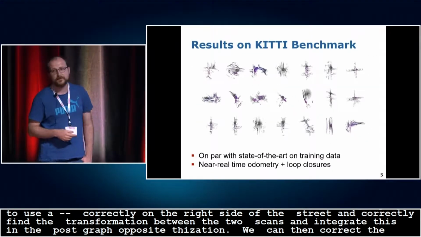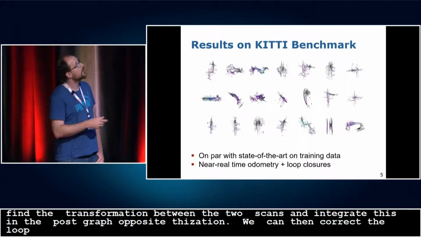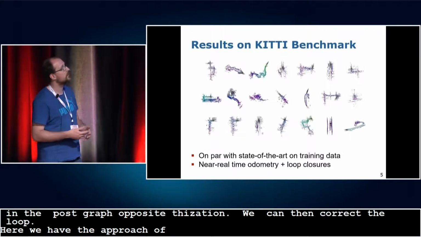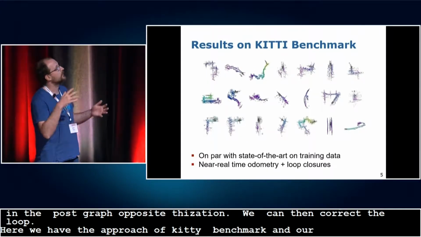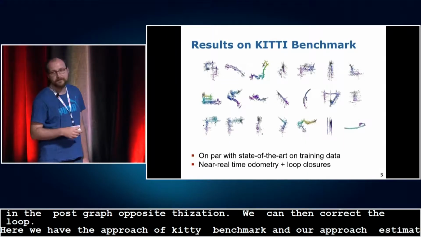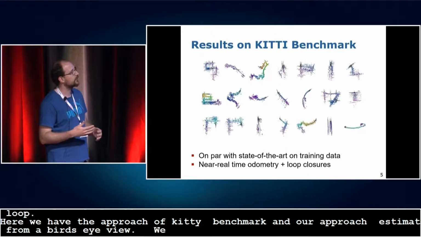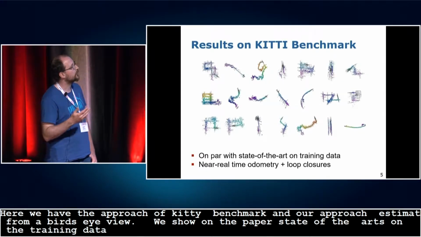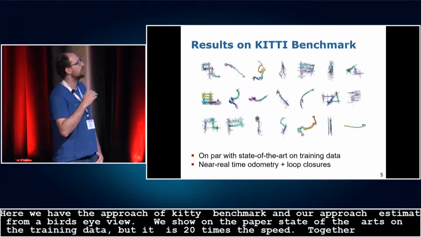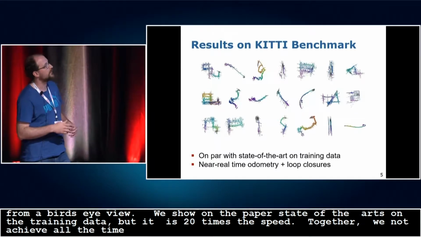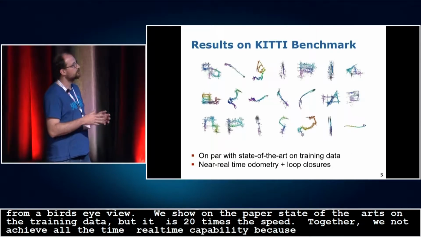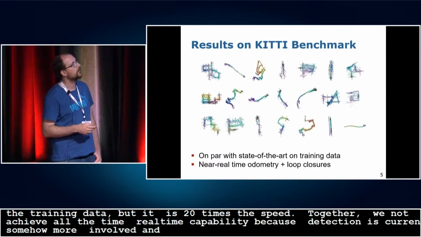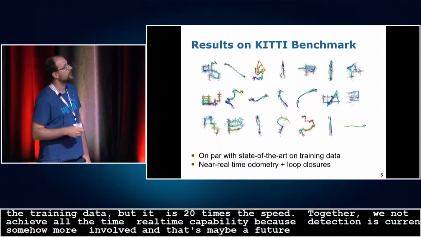Here, we evaluated our approach on the so-called KITTI Vision Benchmark, where we show the results of the projections of our poses estimated with our approach, projecting the point clouds from a bird's eye view. We show in the paper state-of-the-art results on the training data, but achieved this with 20 times the speed. Together, we do not achieve real-time capability all the time because the loop closure detection is currently somewhat more involved, and that's maybe a future work point to improve this.